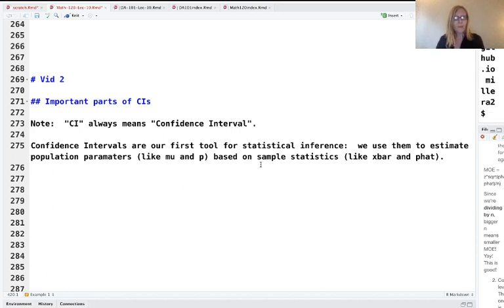So, important parts of confidence intervals. By the way, I'm going to say CI all the time, the letters CI, because confidence interval takes a long time to say and type. So whenever you see CI, I'm always talking about a confidence interval.